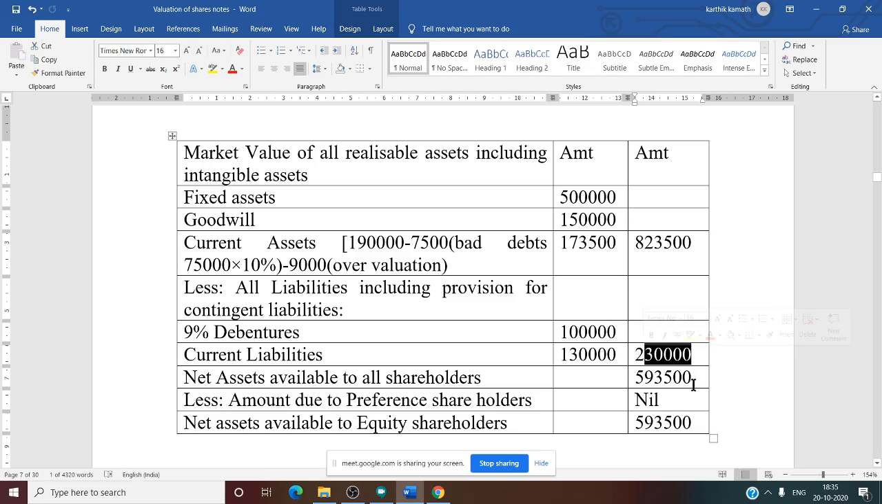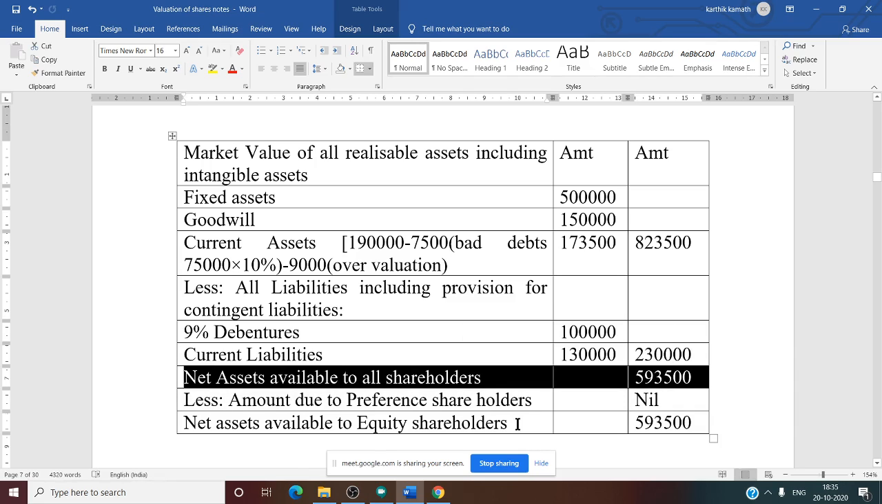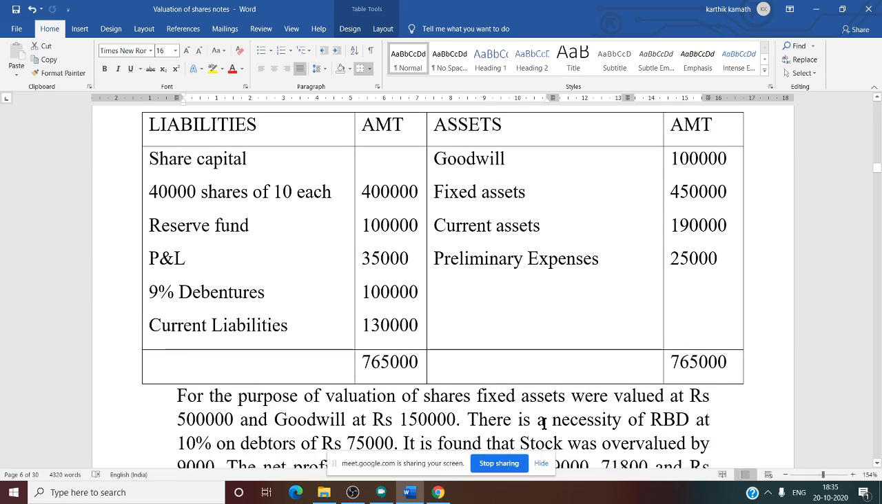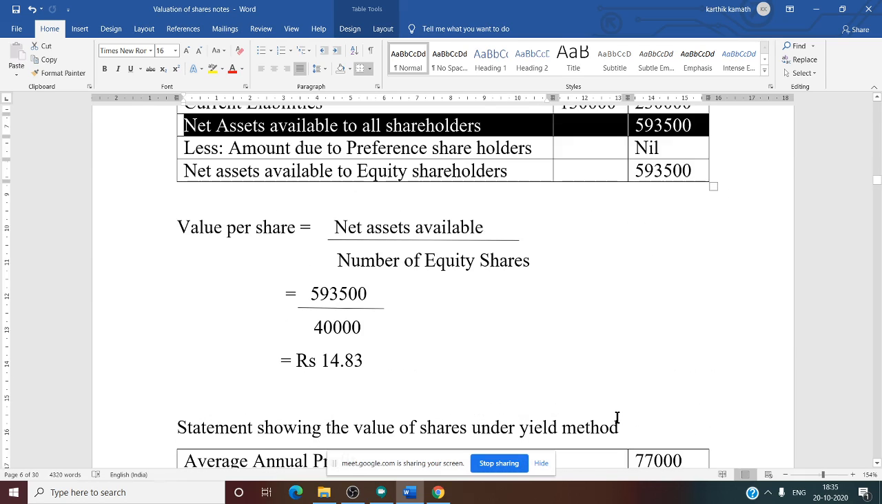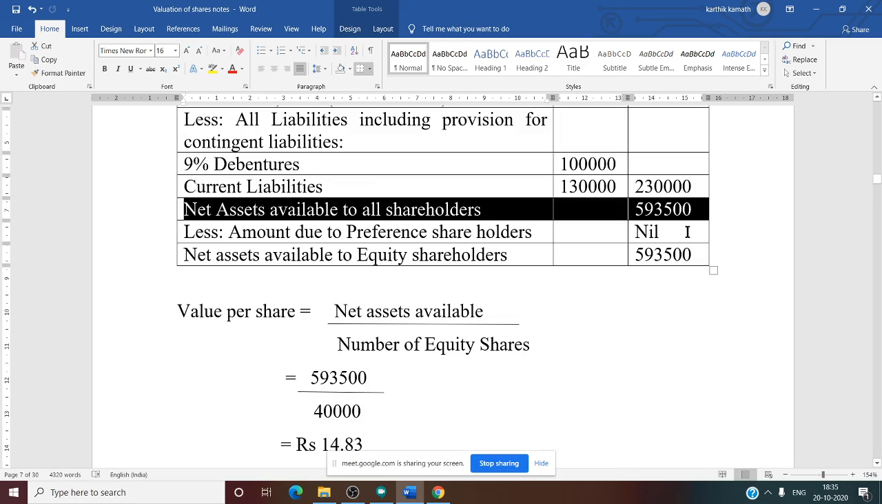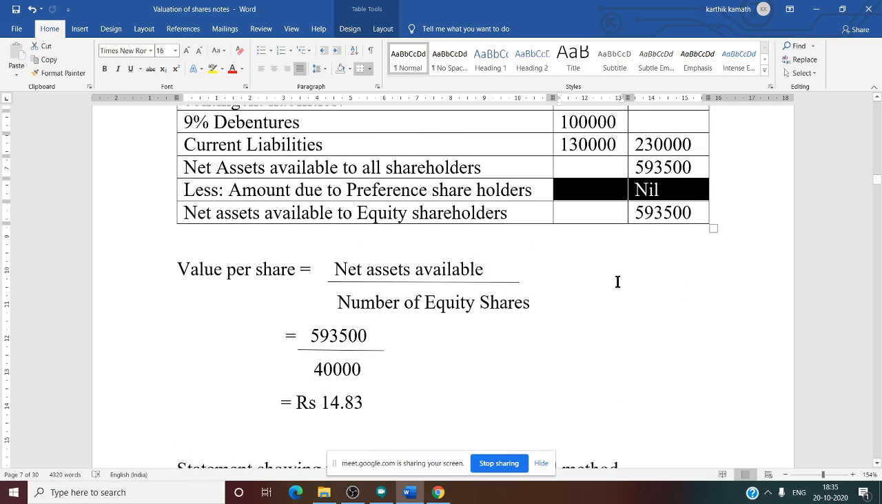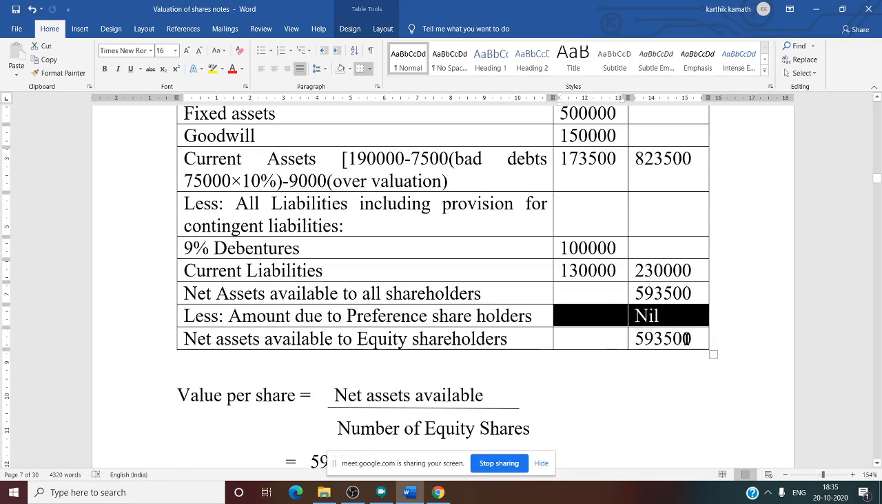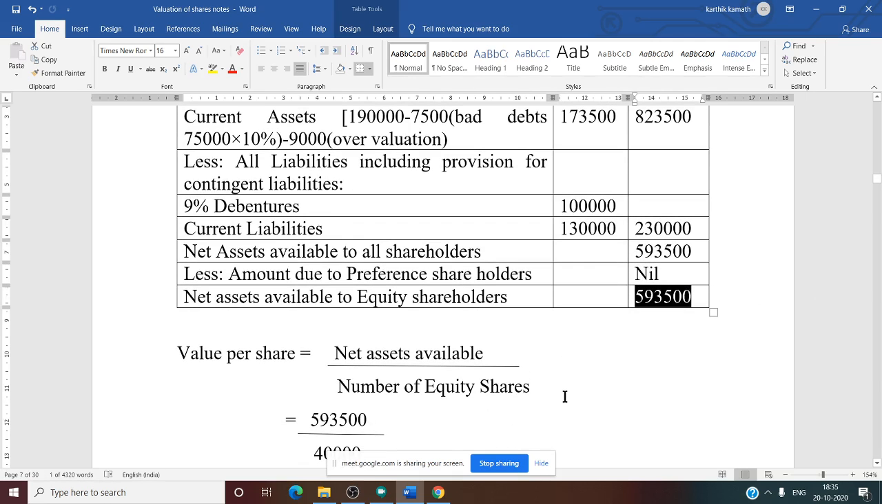If you deduct, you will get net asset. So net asset available to all shareholders is 5,93,500. Preference share information is not mentioned in the question, so nil. Payment to preference shareholder, nil. Amount due to preference shareholder, nil. So the final net asset available to all shareholders is 5,93,500. Now we know the formula to calculate value per share under the net asset method.